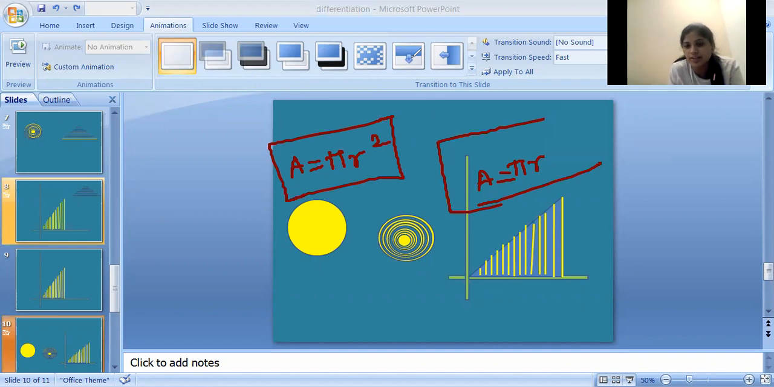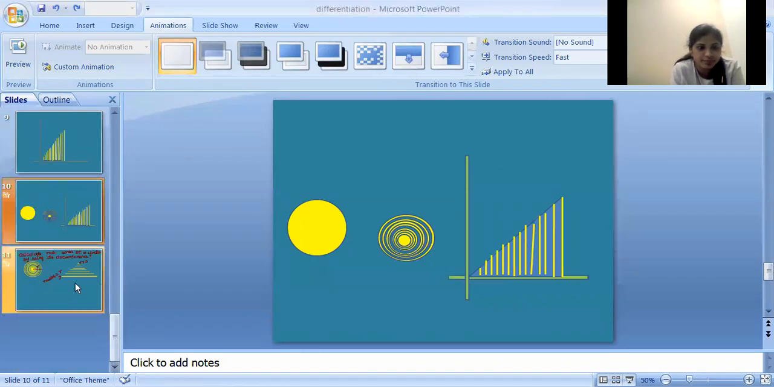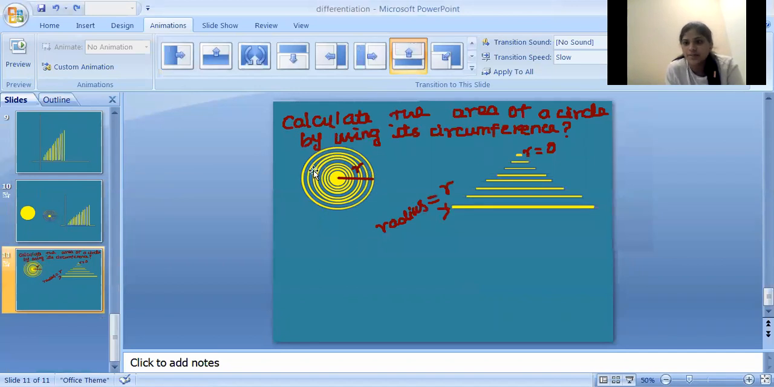Now we are going to find the area of the circle with help of integral calculus. Again, the same circle is going to be sliced into many concentric circles, and then each and every concentric circle is going to be straightened out into a rectangle shape. Now I'm going to calculate the area of the circle by using its circumference. So the function is 2 pi r, the circumference of the circle. I'm going to integrate it with respect to radius, right? So my function is going to be integral 2 pi r dr.